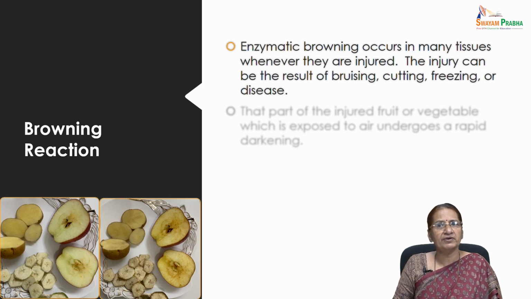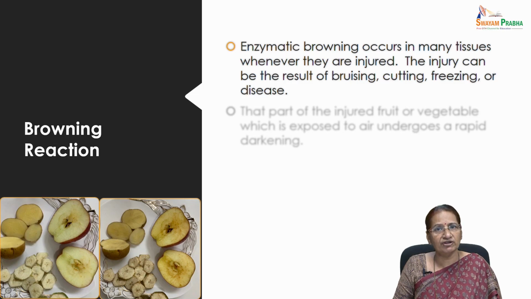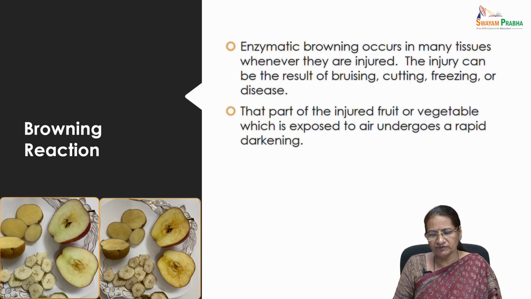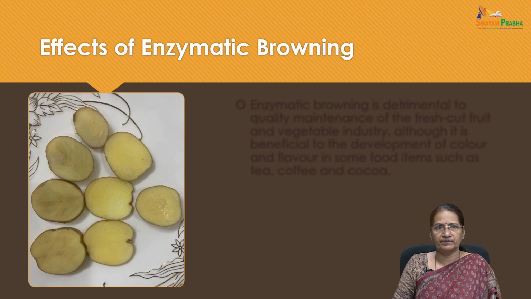Now, enzymatic browning occurs in many tissues whenever they are injured. The injury can be the result of bruising, cutting, freezing, or disease. That part of the injured fruit or vegetable which is exposed to air undergoes a rapid darkening.